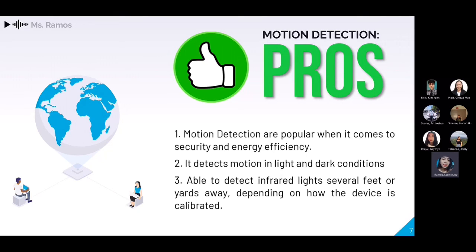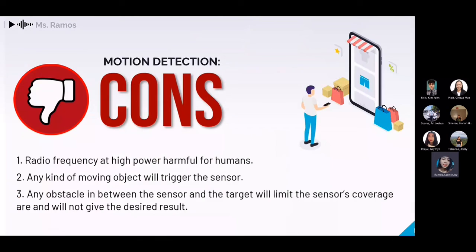motion. And number 3, able to detect infrared lights several feet or yards away depending on how the device is calibrated. So, ang advantage naman po is depende sa pag-calibrate ng user or ng mga technicians na kung gaano kalayo or kalapit yung magiging detection ng device na meron motion detection. And next is the cons.